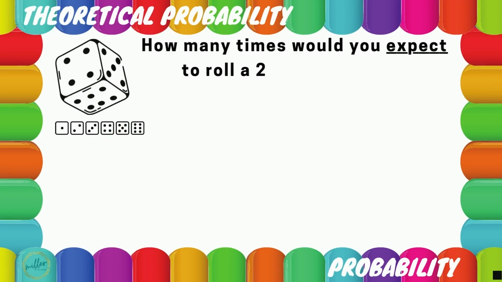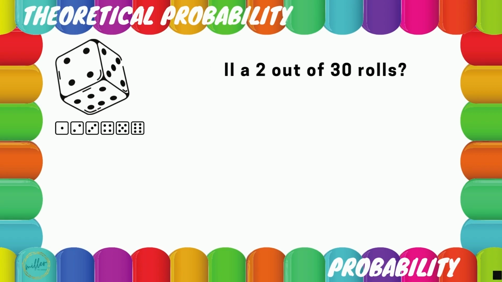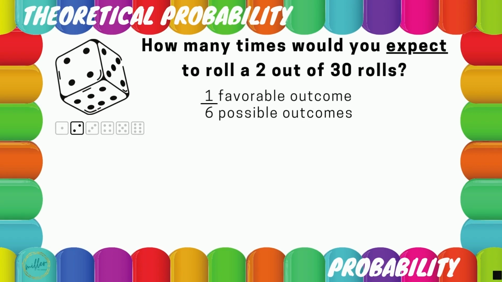How many times would you expect to roll a 2 out of 30 rolls? When you roll one die, there are 6 possible outcomes. It could be 1, 2, 3, 4, 5, or 6. But getting a 2, there's only one favorable outcome. So we would say the probability of rolling a 2 is 1/6, or 16.67%.